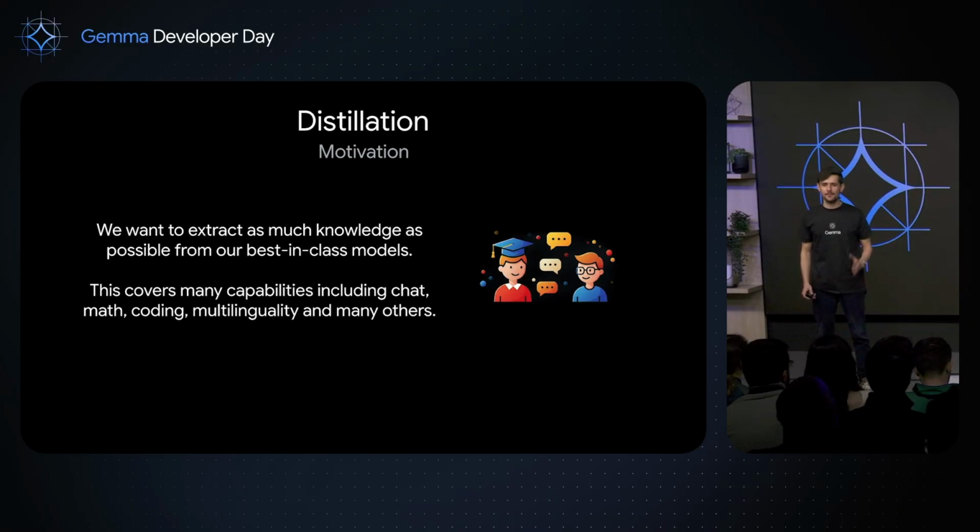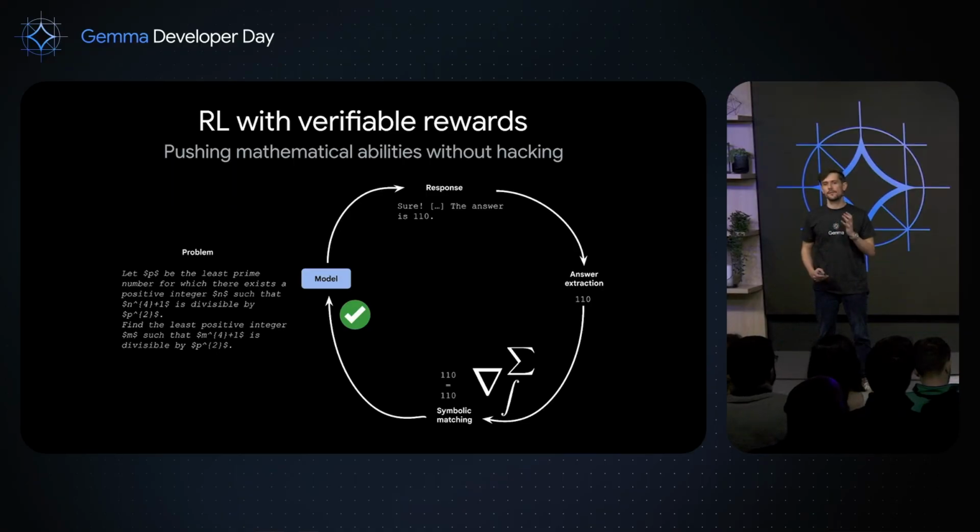Okay, so let me start with distillation and give you a bit of motivation. First, Morgan already covered in detail what distillation means and how it works. So here, I'm going to focus on the motivation in the post-training phase. The motivation is we want to extract as much knowledge as possible from the best-in-class models that we have. And this covers a lot of ground. It covers capabilities including chat, math, coding, multilinguality, multimodality, and many others. To sum it up, the point of distillation is to serve as the best initialization possible for the further phase that is RL fine-tuning.